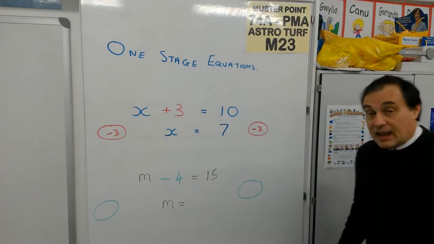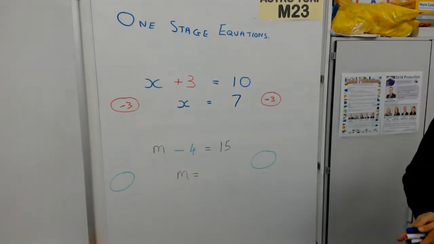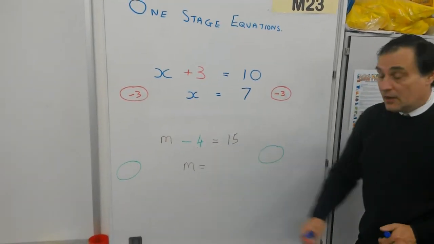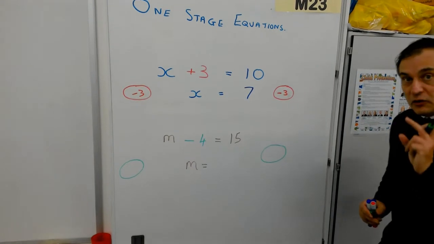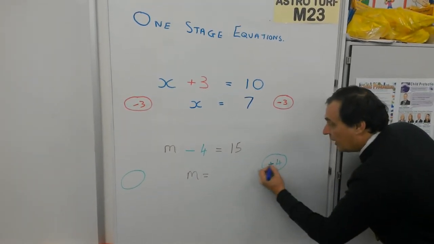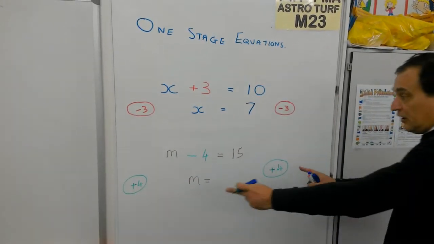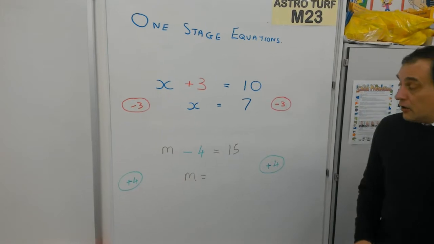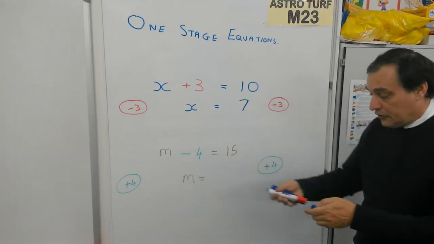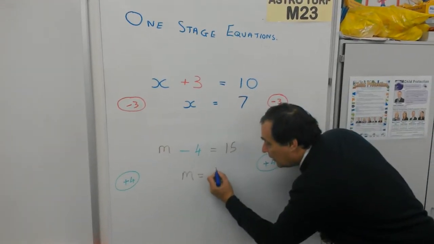Now, exactly the same thing happens if we've actually got a minus sign here. So this is what we do to work it out. We've got a minus 4 here. So again, in our bubbles, we've got to do the opposite of minus 4, which is adding 4. So we add 4 here, add 4 here, remembering both sides have got to have exactly the same thing, so the equation balances. So I've then got to do 15 plus 4 to get me the answer. 15 plus 4 gives me 19.